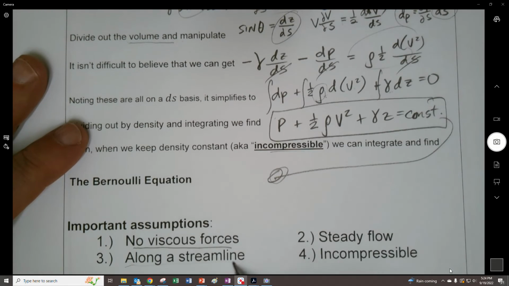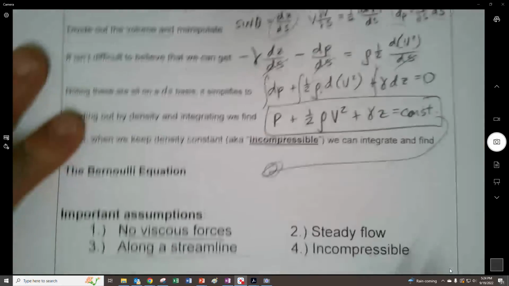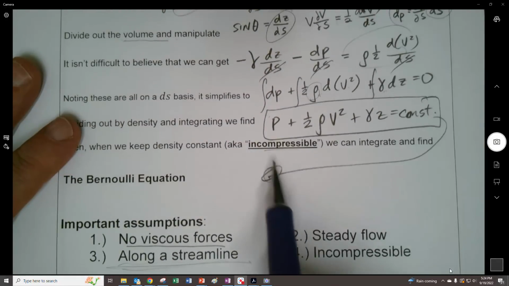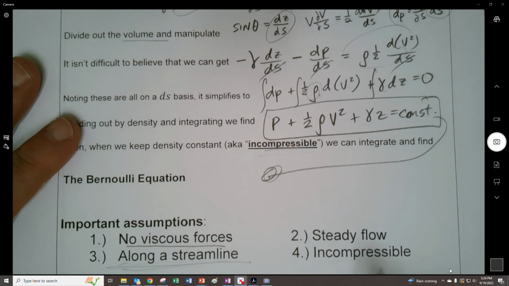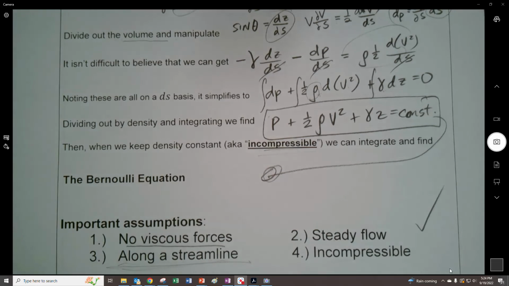It's along a streamline. That's an important thing, right? So if you're jumping from streamline to streamline, things are going to be different. And then lastly, it had incompressible. So we need to obey all of these things. There are some others that we might also want to consider.